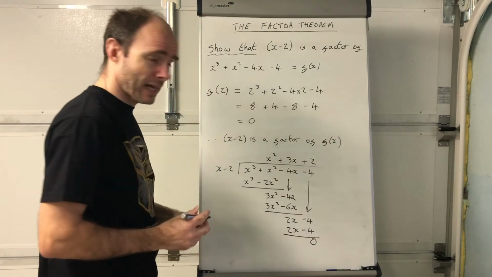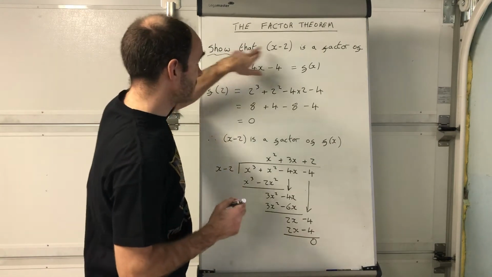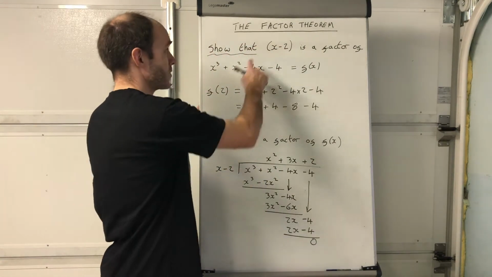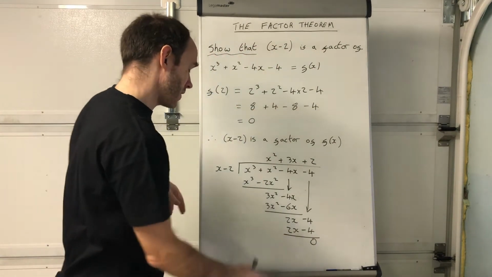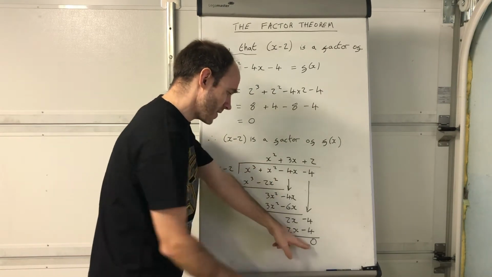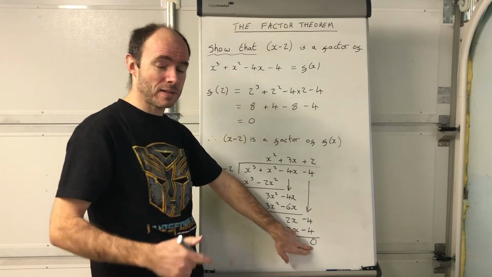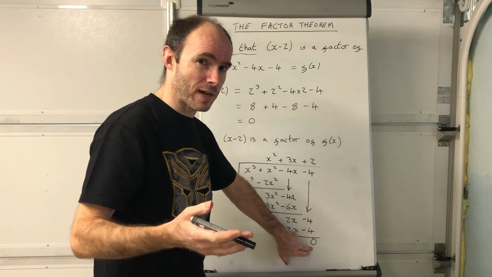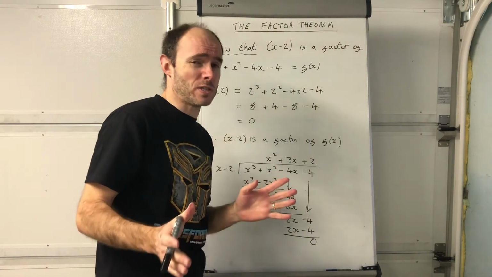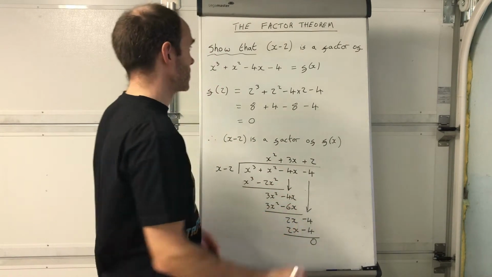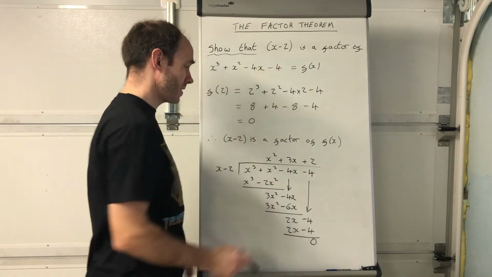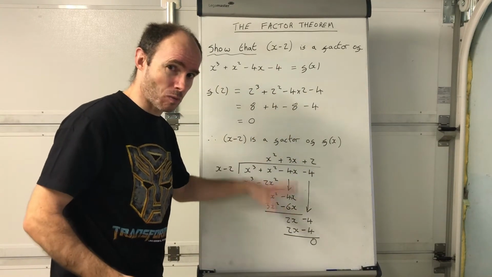Incidentally, that's another way you can do the show that here. Show that x minus 2 is a factor. If you go through the long division process and you get 0 as a remainder, that's an alternative way of doing it. However, if all the question asks you to do is to show that this is a factor, notice this is a more time-consuming way of doing it.